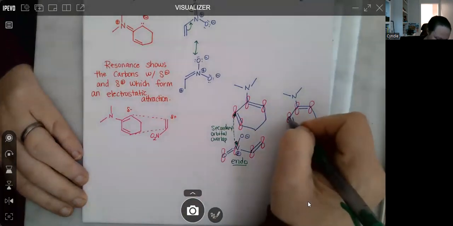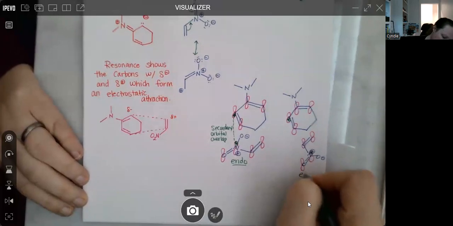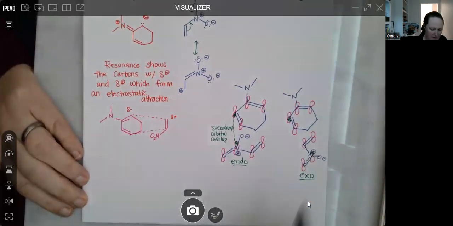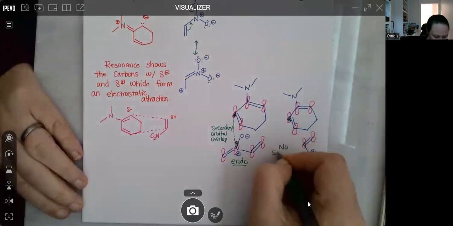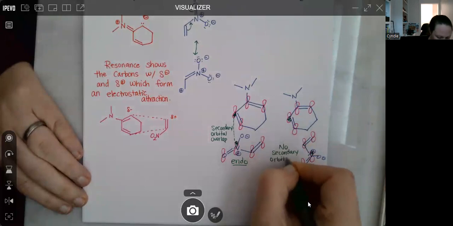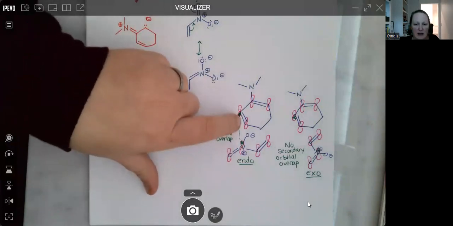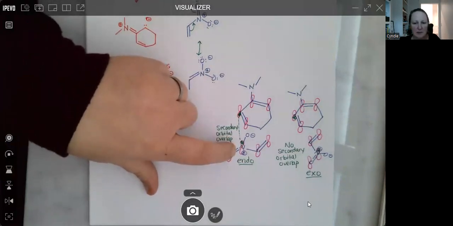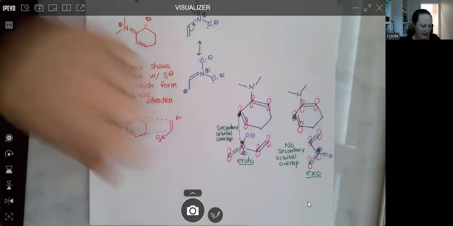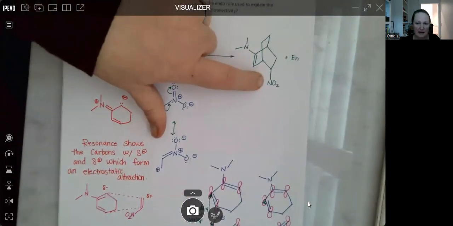Whereas these would be too far away, right? So this is the exo approach, and there's no secondary orbital overlap. So as a result, the nitro group forms an attraction here that is temporary, but lowers the transition state energy, making this product form faster. And that leads to the nitro group being pointed down.